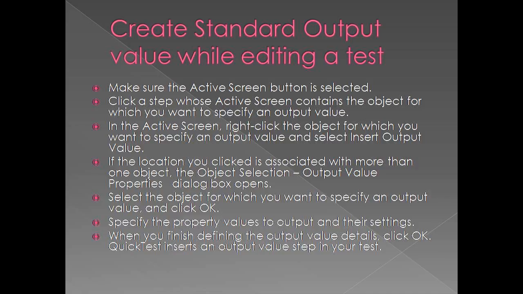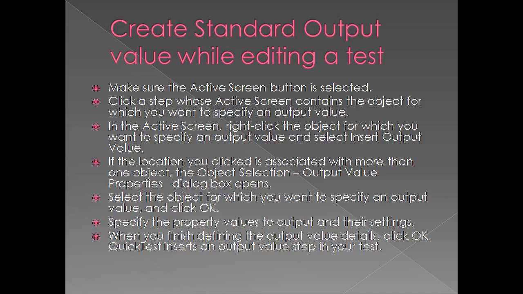To create standard output values while editing: 1. Make sure the Active Screen button is selected. 2. Click a step whose active screen contains the object for which you want to specify an output value. The active screen displays the captured bitmap or HTML source corresponding to the highlighted step. For Windows-based applications, make sure that the active screen contains property data for the object for which you want to specify an output value. 3. In the active screen, right-click the object for which you want to specify an output value and select Insert Output Value. Alternatively, you can right-click the step in your test and select Insert Output Value.